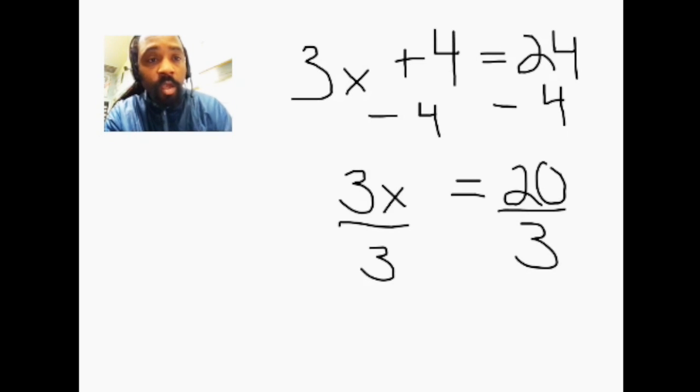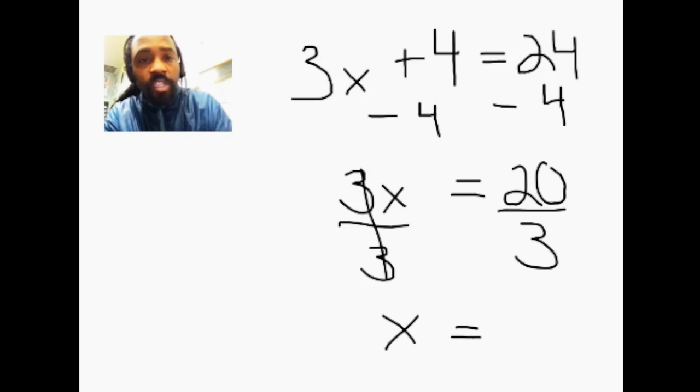And once again, we cancel this out and we have x by itself equals 20 over 3. Let's look at long division's style of dealing with this so you can see how this can be worked out. The 20 is being divided by the 3.